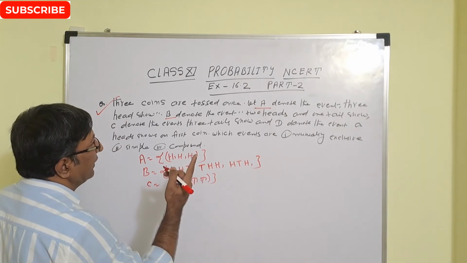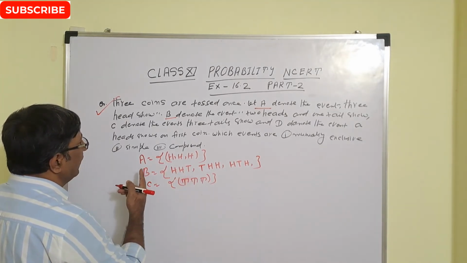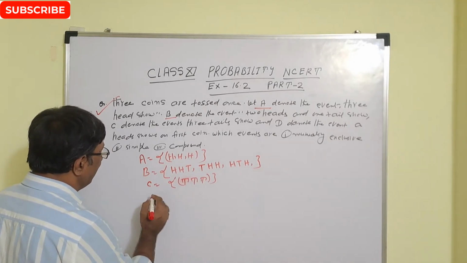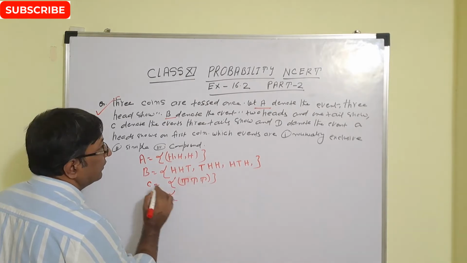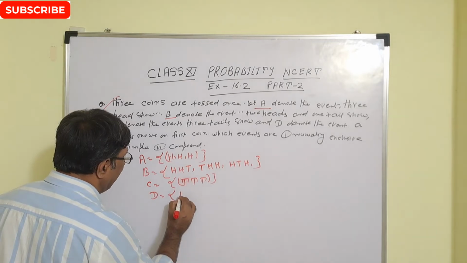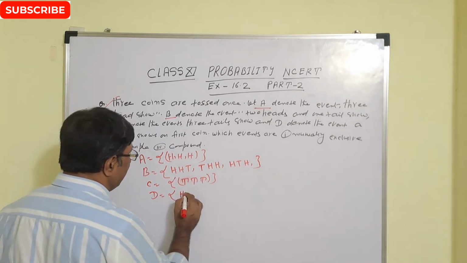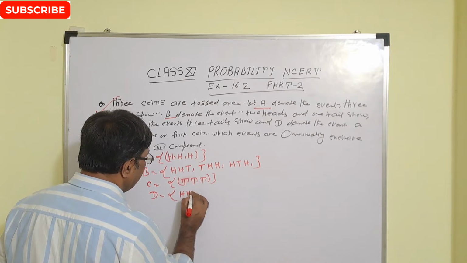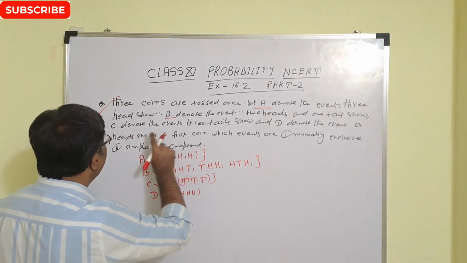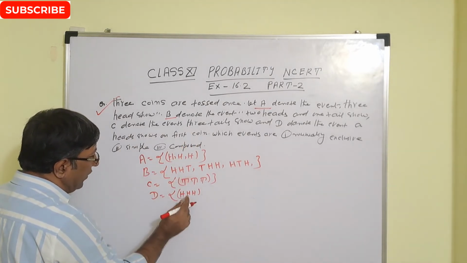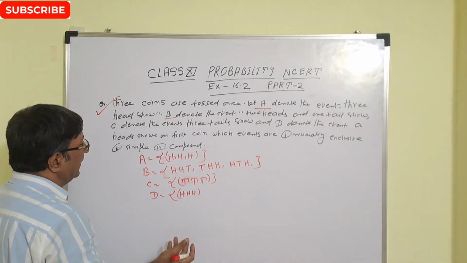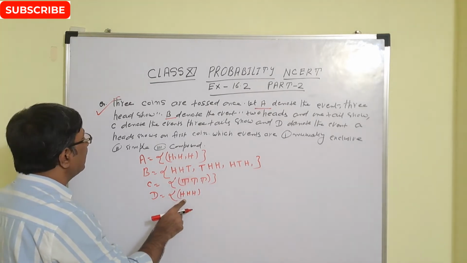And D denote the event a head shows on first coin. So head shows on first coin. So H, H, H, right? Here also D denote the event a head shows on first coin. So first coin should be H. Second, third coin maybe head, maybe tail, maybe any. But first coin should always be head.